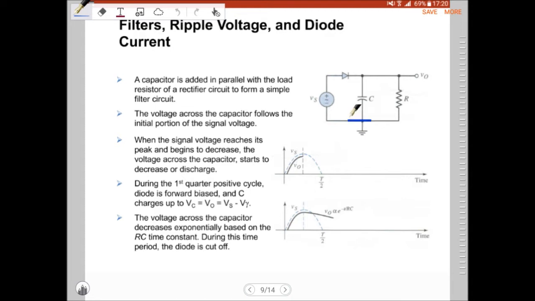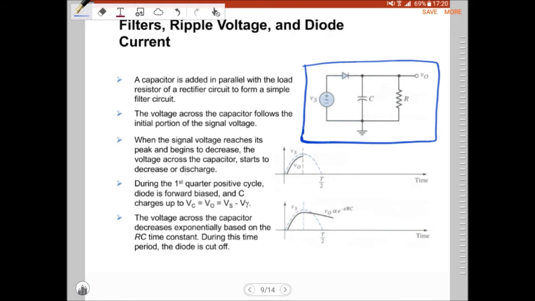Here's the circuit for the filter circuit. Basically, you have a sinusoidal input coming in, and this input can come from a rectifier, so it can be a full wave or half wave rectifier. Then it goes through the diode over here. Then there's a capacitor and a resistor, and the voltage is taken across the resistor. This is the circuit.